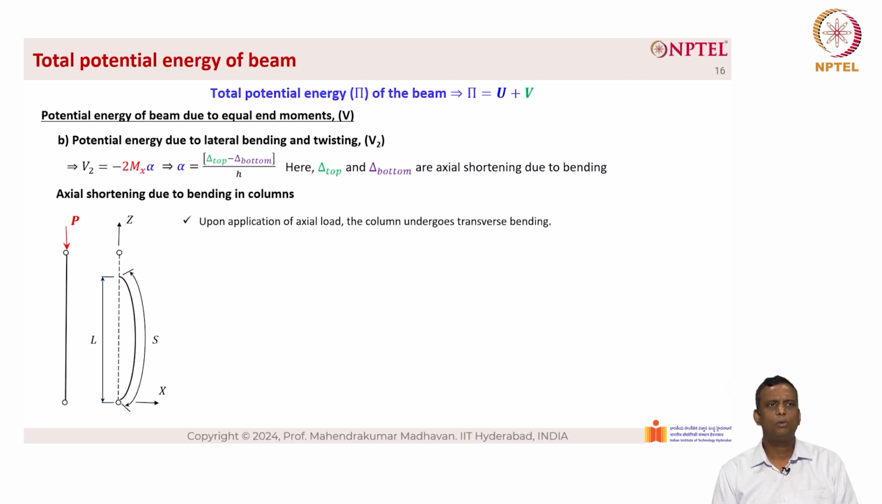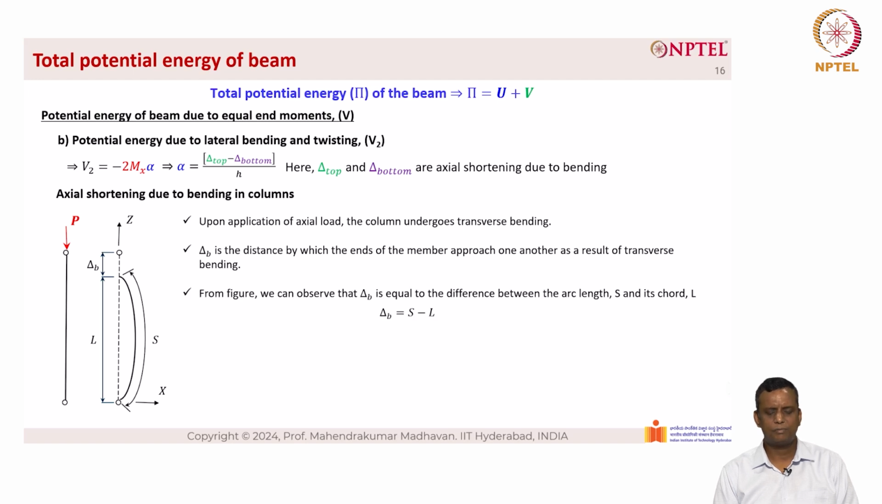So when we apply the load P, there is an axial shortening. There is a reduction in the length L, but the original configuration now deforms into S, which is more like an arc length. So upon application of axial load, the column undergoes transverse bending. Delta B is the distance by which the ends of the member approach one another as a result of transverse bending. From the figure, we can observe that delta B is equal to the difference between the arc length S and the chord length L, which is delta B equal to S minus L.